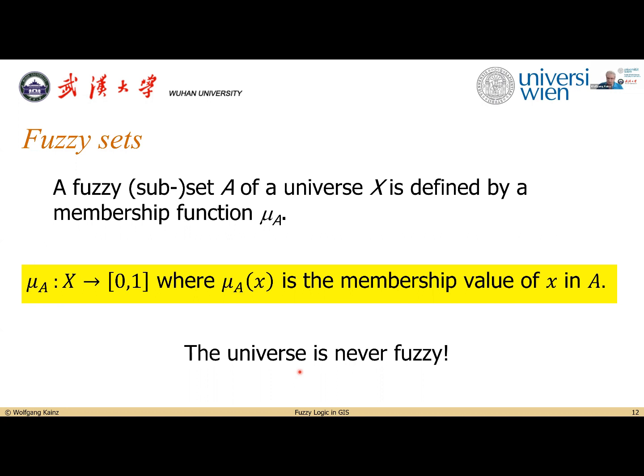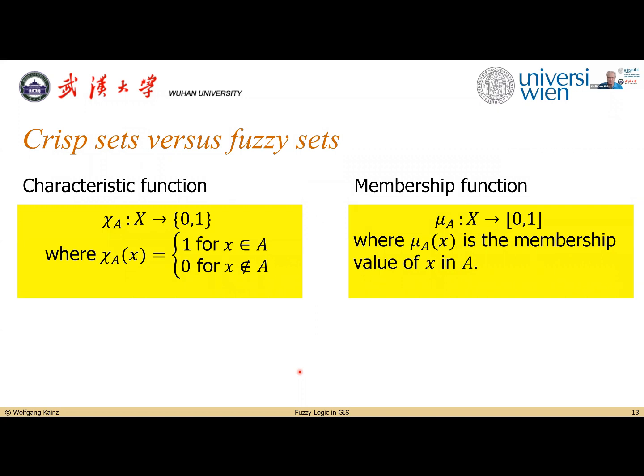So on that slide, you see a summary. On the left-hand side, what is the characteristic function for traditional crisp sets? And on the right-hand side, you see the membership function defined for fuzzy sets. So the major thing here is the characteristic function only gives values 0 or 1, whereas the membership function gives us values in the interval between 0 and 1.